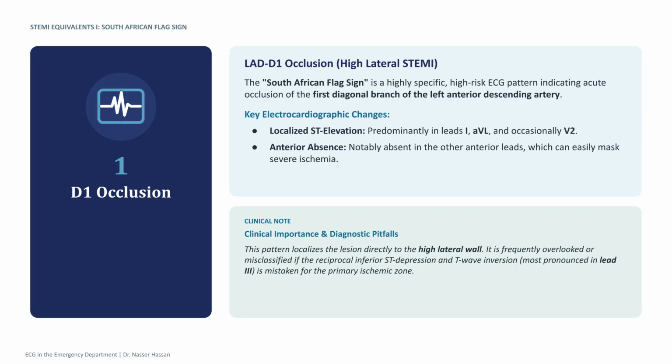The South African flag sign indicates acute occlusion of the first diagonal branch of the LAD. Look for localized ST elevation in leads 1, aVL, and occasionally V2, while other anterior leads remain normal. Don't let reciprocal changes in lead 3 mask this high-risk lateral wall injury.